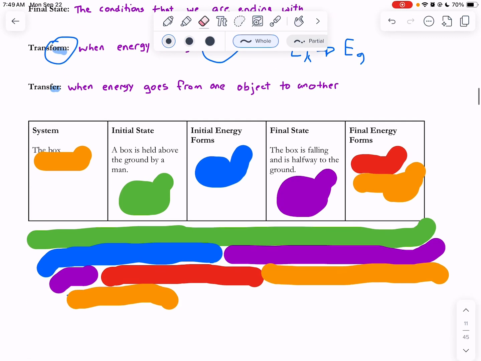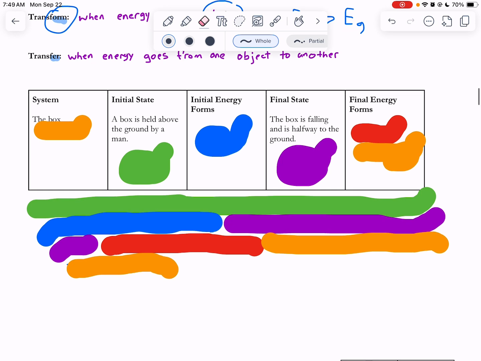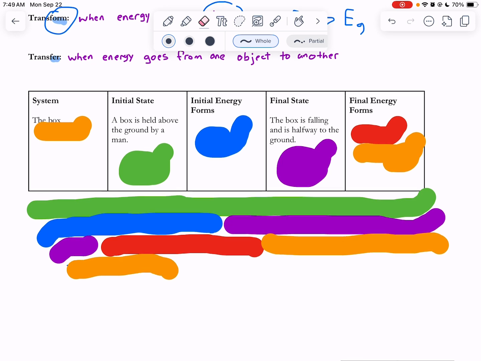Now let's look at an example of thinking about and talking about the energy changes in a system. To begin with, we're going to look at a system, and it's described here, but I'm going to add the Earth to our system because it has to be there in order for us to include gravitational potential energy. In our initial state, we have a box that's held above the ground by a man. Notice that the man is not in our system.